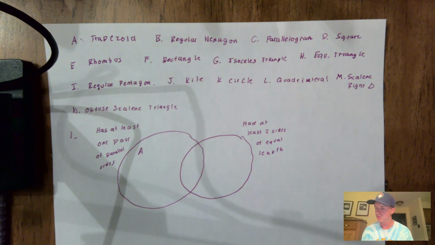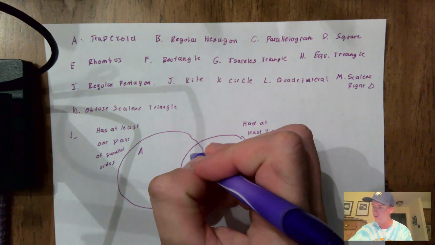All right, and then the next one, regular hexagon. The regular hexagon has at least two sides of equal length and at least one pair of parallel sides. Hopefully you figured out that these hexagon sides are parallel with some of them, and it has at least two sides of equal length. If it's regular, it's all of them. So we're just going to put letter B in the middle.